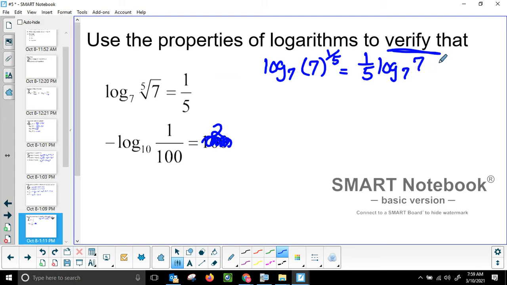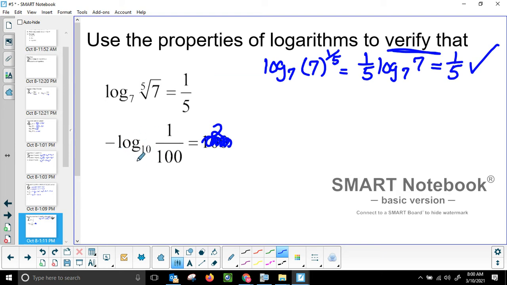All right, and one of our properties that we talked about yesterday, we said if log base b of b, that equals 1. So this whole thing is equal to 1. Well, 1/5 times 1 is just 1/5. Since I started with one side of the equation and I got to the other, I verified it. Basically, verifying gives you the answer. You just have to show how to get there.